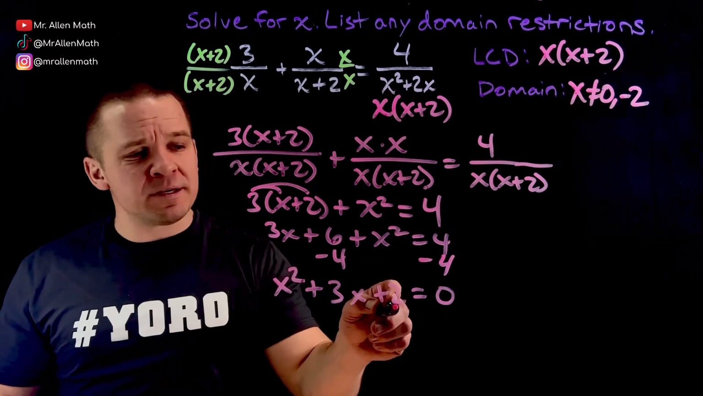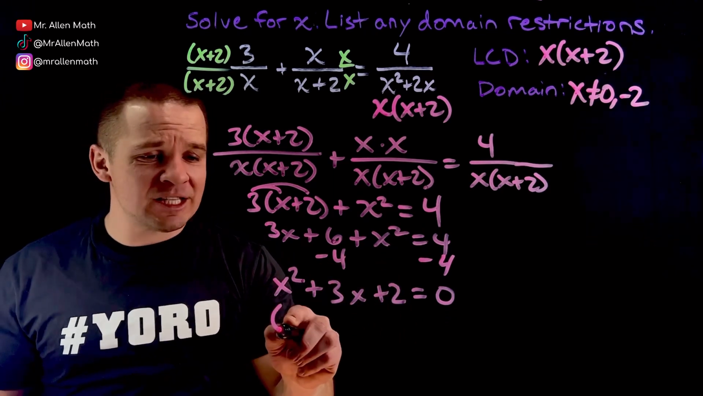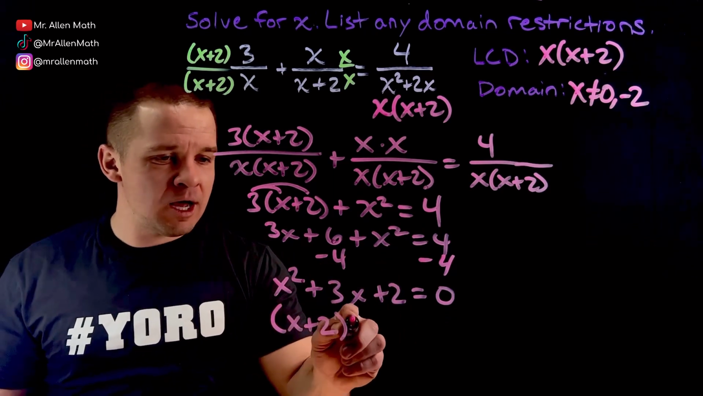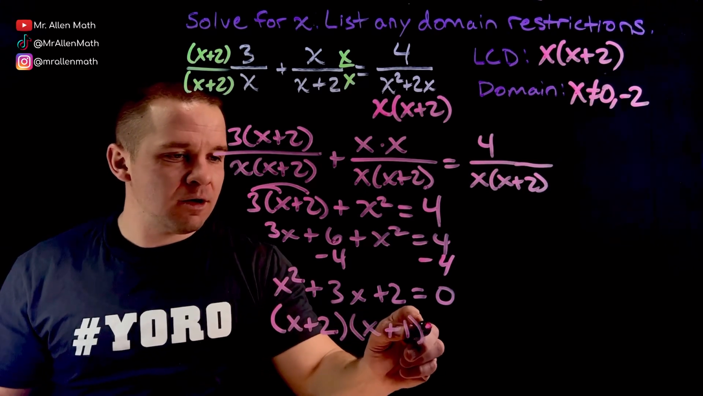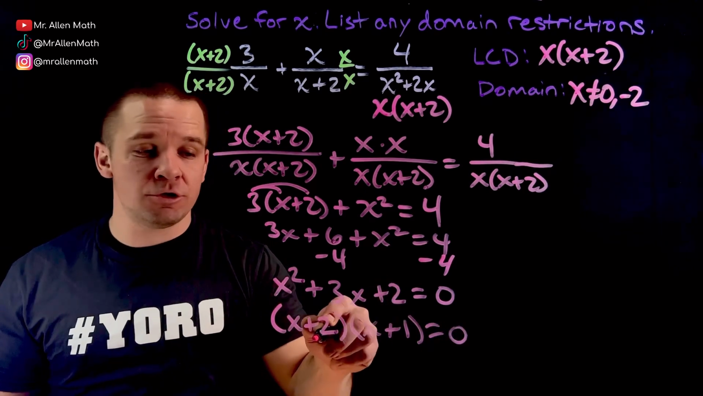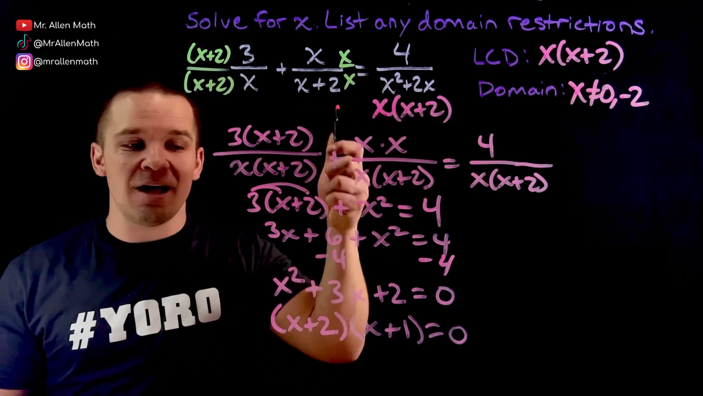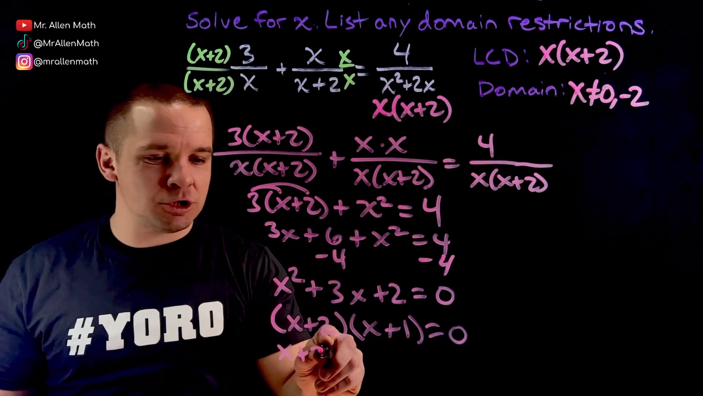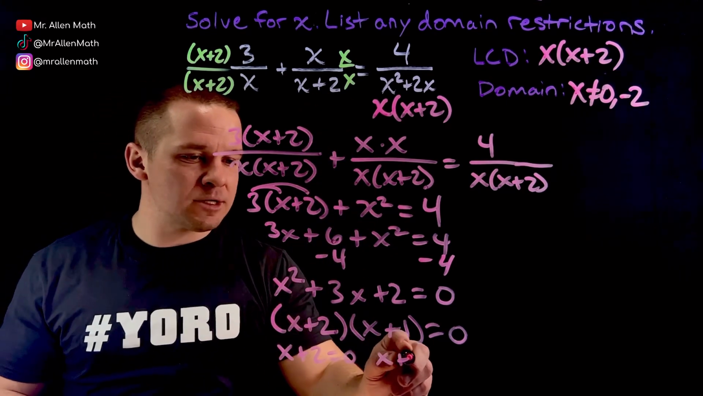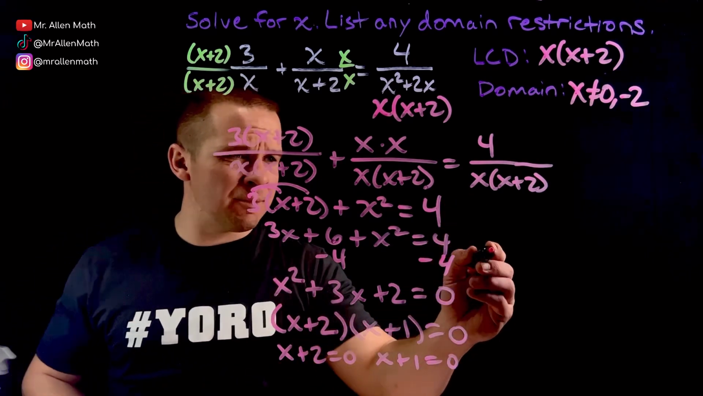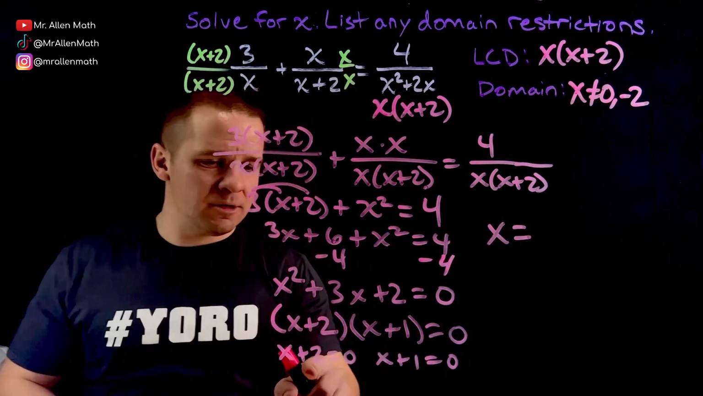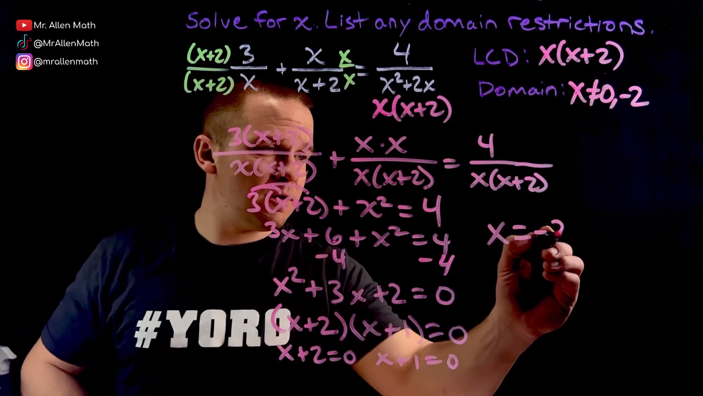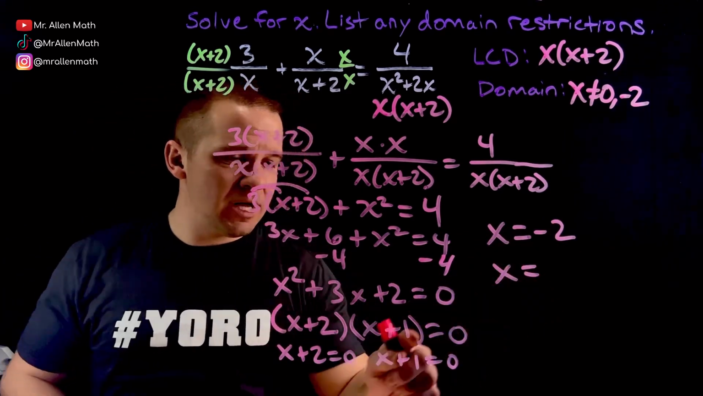All right, so what multiplies to 2 and adds to 3? That's going to be x plus 2 and x plus 1. 2 times 1 is 2. 2 plus 1 is 3. Yay! Now I can set x plus 2 equal to 0 and x plus 1 equal to 0. So I'm going to get x equals negative 2 for this one, and x equals negative 1 for this one.